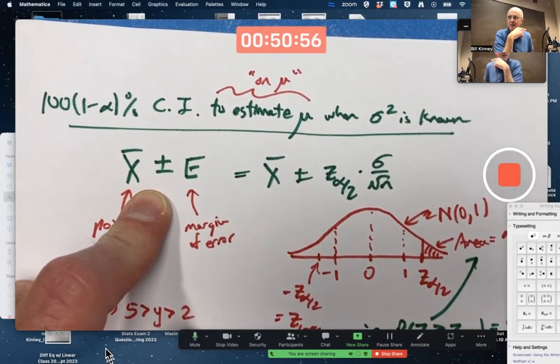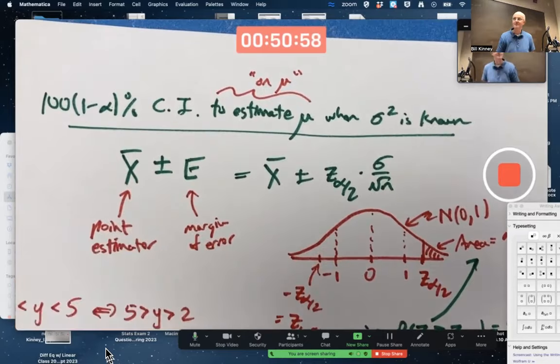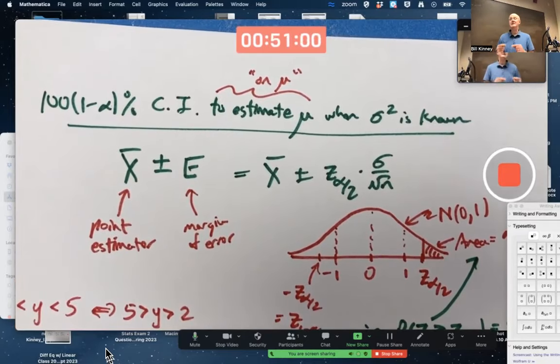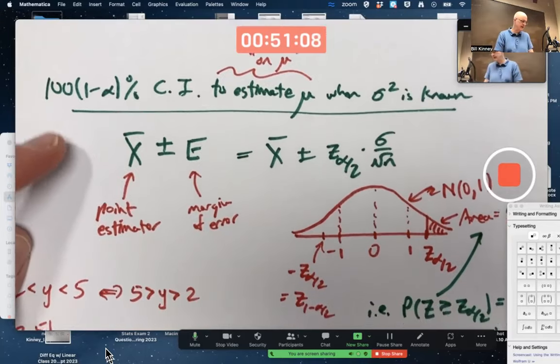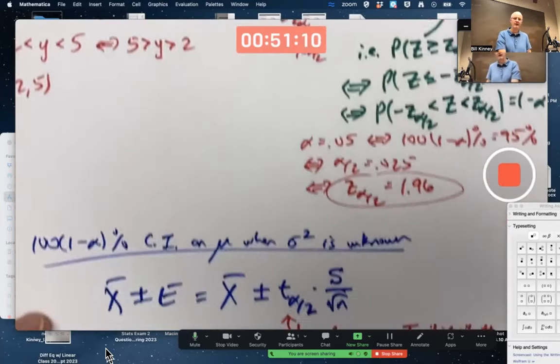So what does the 95% mean if it's a 95% interval? It could be thought of as a probability before the fact. Before you compute the interval, I'm about to compute a 95% confidence interval, either this way if I know sigma squared or this way if I don't.